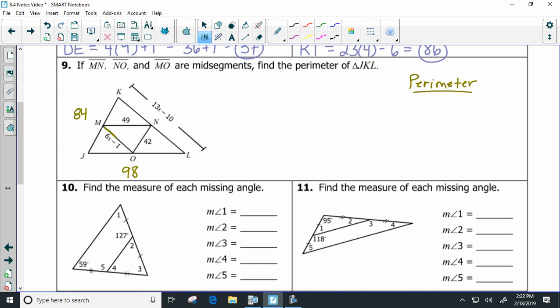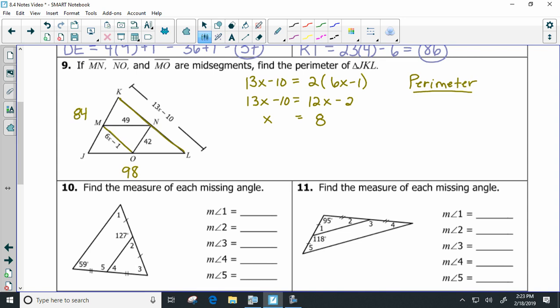And my third one, mid-segment MO is going to be parallel to KL, and KL will be twice as long. So 13x minus 10 is going to equal 2 times that mid-segment, which is 6x minus 1. I'll distribute: 2 times 6x is 12x minus 2. Subtract 12x on both sides. Add 10 on both sides. Negative 2 plus 10 is 8.